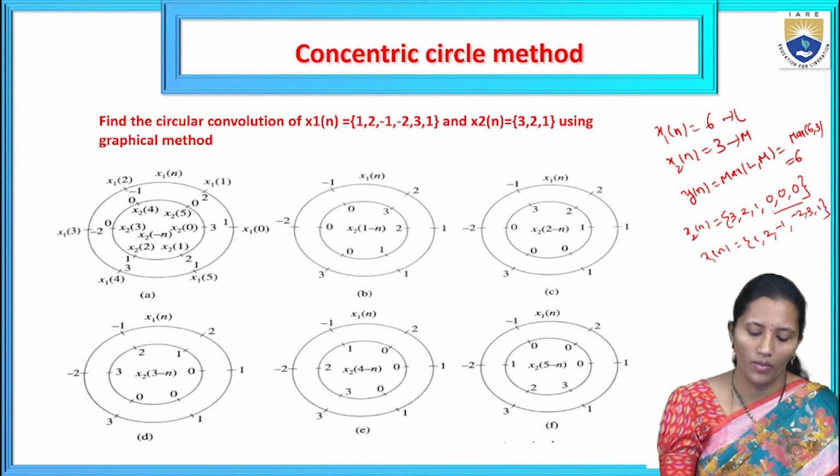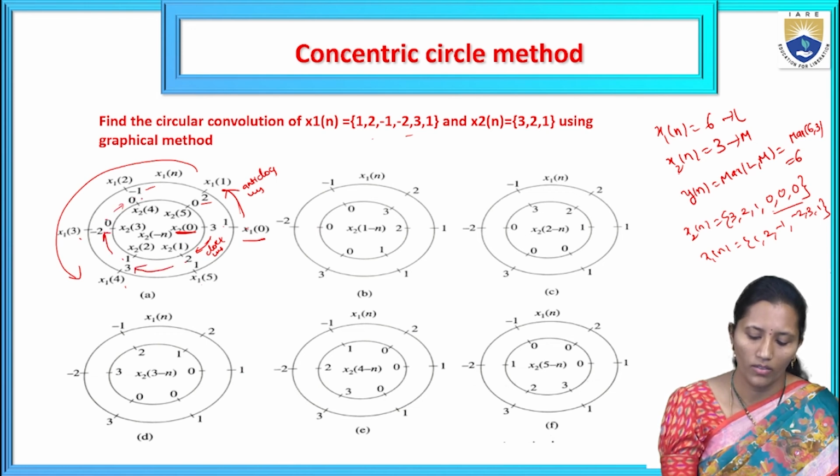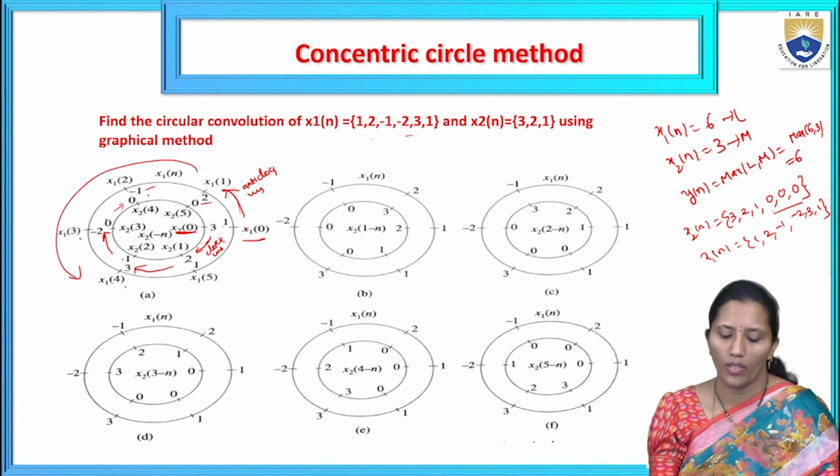Then represent the outer circle for x1 of n in the anti-clockwise direction and the inner circle in the clockwise direction. Both indexes start at x1 of 0 and x2 of 0. We write the outer circle anti-clockwise: 1, 2, minus 1, minus 2, 3, 1. For the inner circle we write in the clockwise direction: 3, 2, 1, 0, 0, 0. So the corresponding values will be multiplied here.